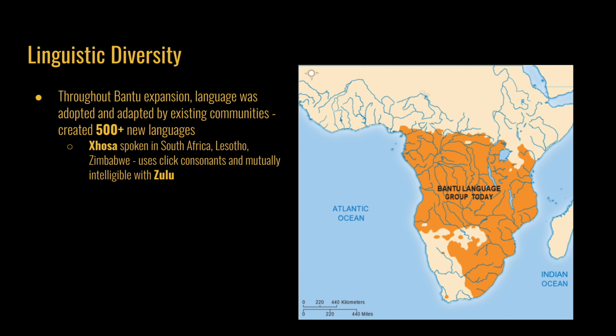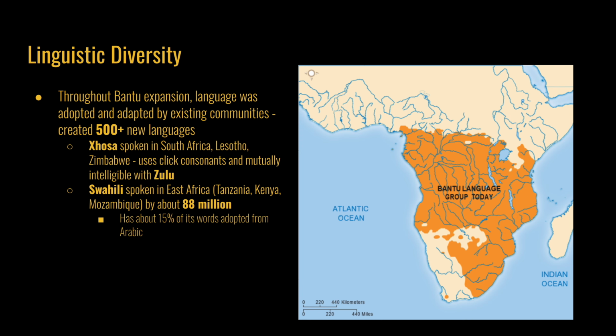The cultural diffusion during the Bantu expansion resulted in the integration of click consonants and other linguistic elements from existing languages in South Africa, creating new languages like Zulu and Xhosa, which are almost mutually intelligible. Swahili, spoken in East Africa, is another significant Bantu-derived language. It is still the primary or secondary language of about 88 million Africans, spoken in Tanzania, Kenya, and Mozambique. Swahili has about 15% of its vocabulary adopted from Arabic due to Indian Ocean trade. Swahili's use as a lingua franca in East Africa facilitated trade and communication across the diverse ethnic groups.